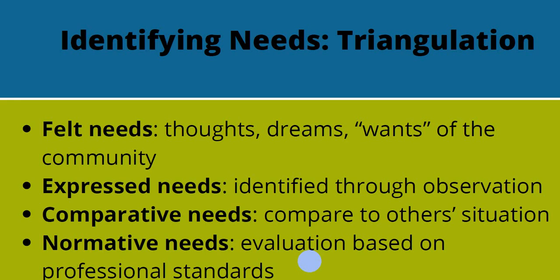And finally, normative needs, also an evaluation or a comparison concept. We're looking here at what professional standards state is acceptable. Perhaps in a situation relating to education or a situation relating to health, there might be information or statistics that allow you to compare what your community situation is to what is an acceptable standard per professional standards, professional evaluation. This is the identifying needs process. We call this triangulation, using multiple sources of needs to understand what the real need is in the community.